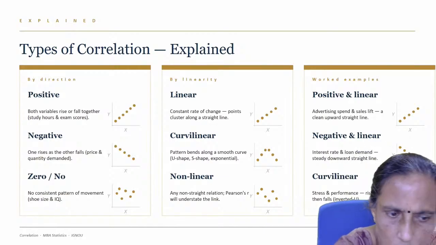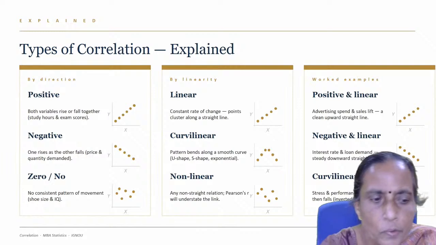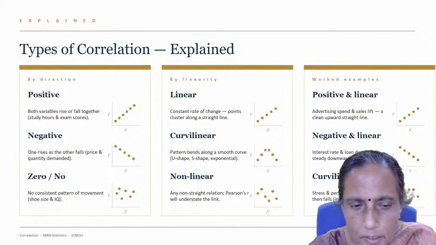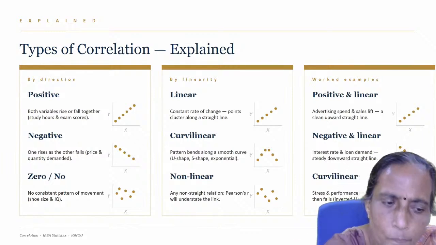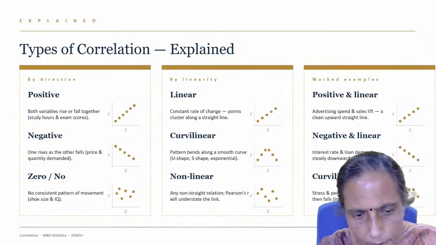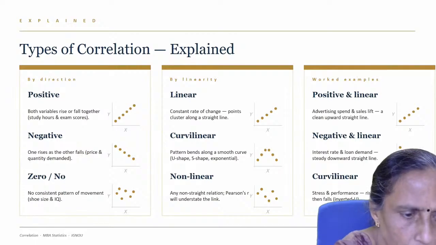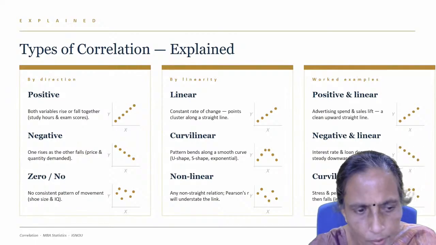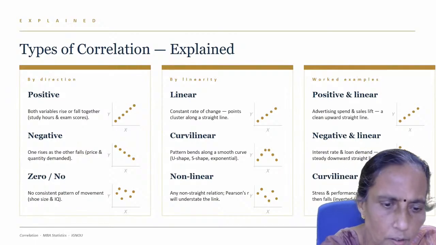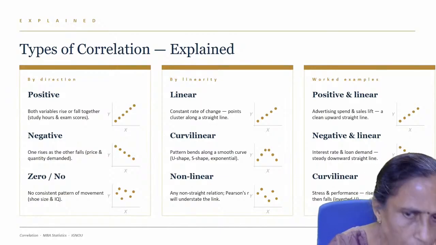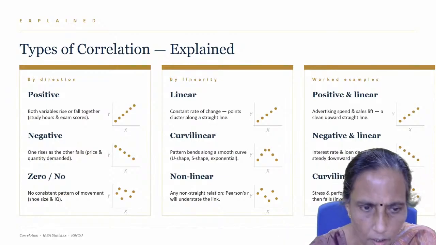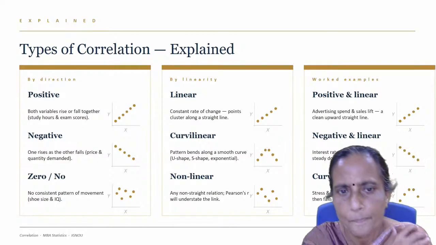Zero, or no constant pattern of movement. The shoe size and intelligence quotient of a person. These two variables are not related with each other, so there is no consistent pattern of movement amongst these two variables if we take them together. So the graph is very erratic, that doesn't say anything either positive or negative.